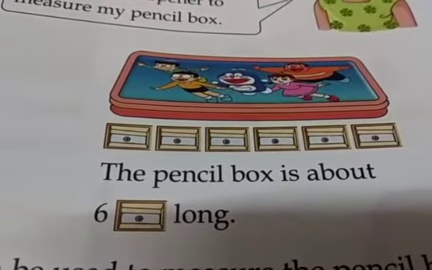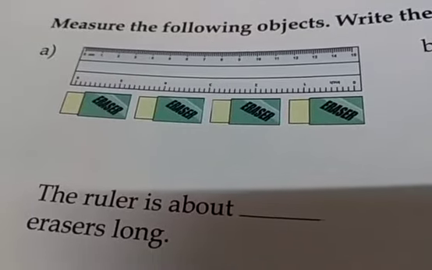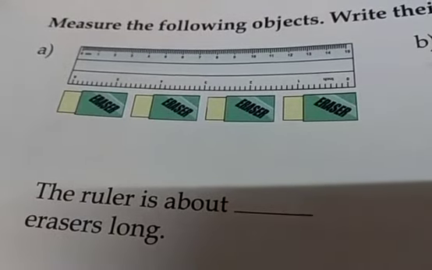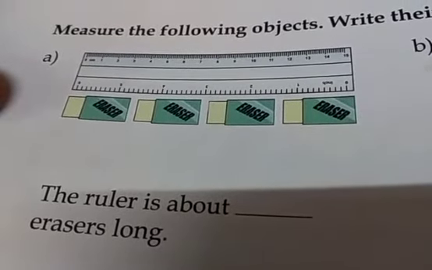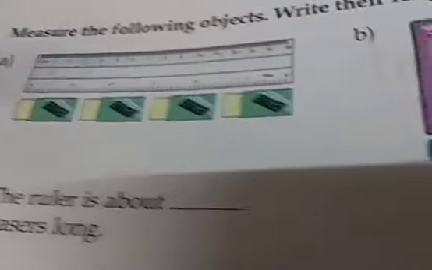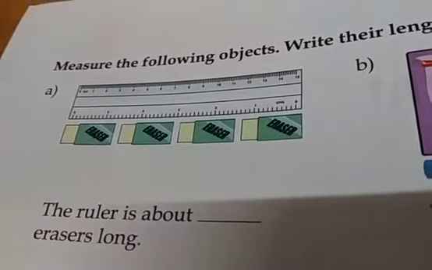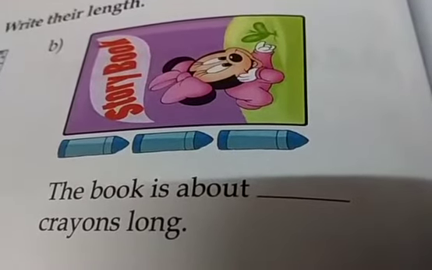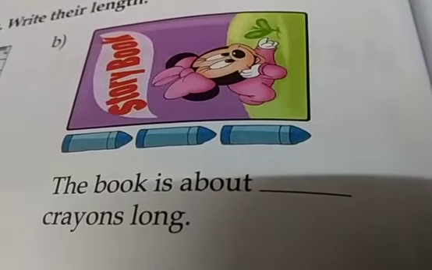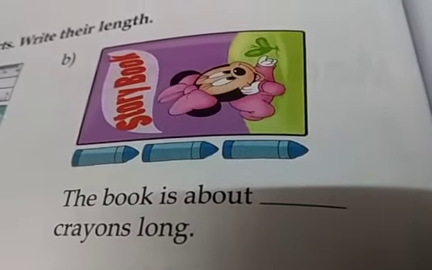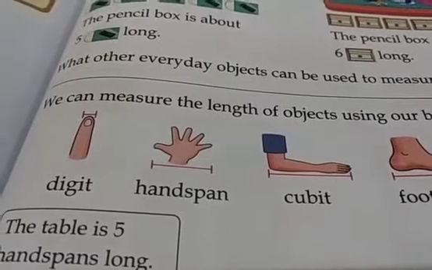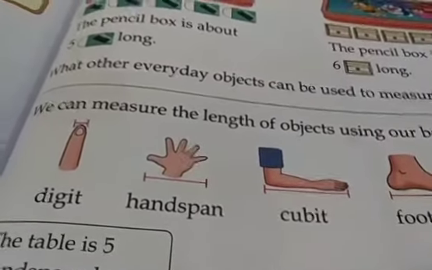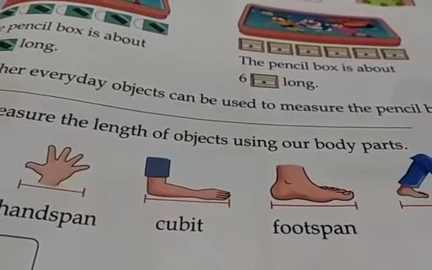Now a few more things I will show you on how to measure. Now to measure this ruler, I am using the sharpener. Here how many erasers are used? About 4 erasers long. The ruler is about 4 erasers long. Next example, storybook. Now I am using the crayons here. Now this book is about how many crayons long? 3. Now here you see, in olden days people used to measure with these non-standard units of length.